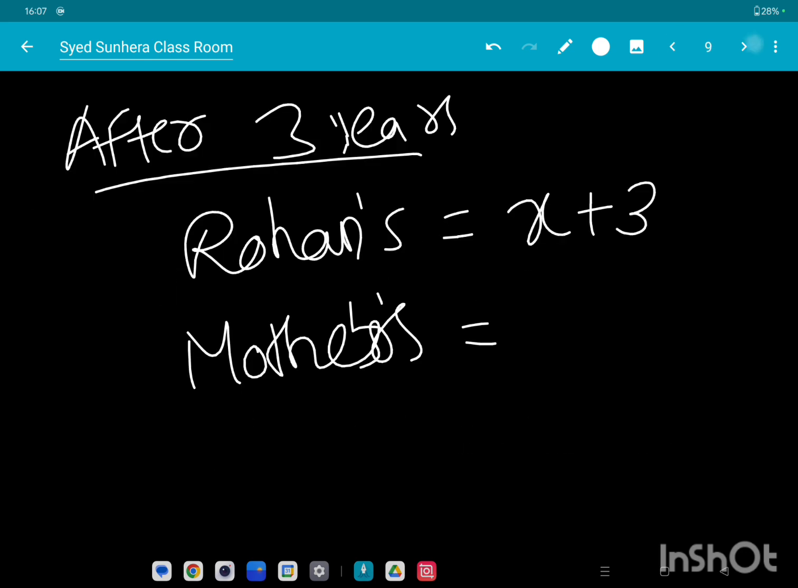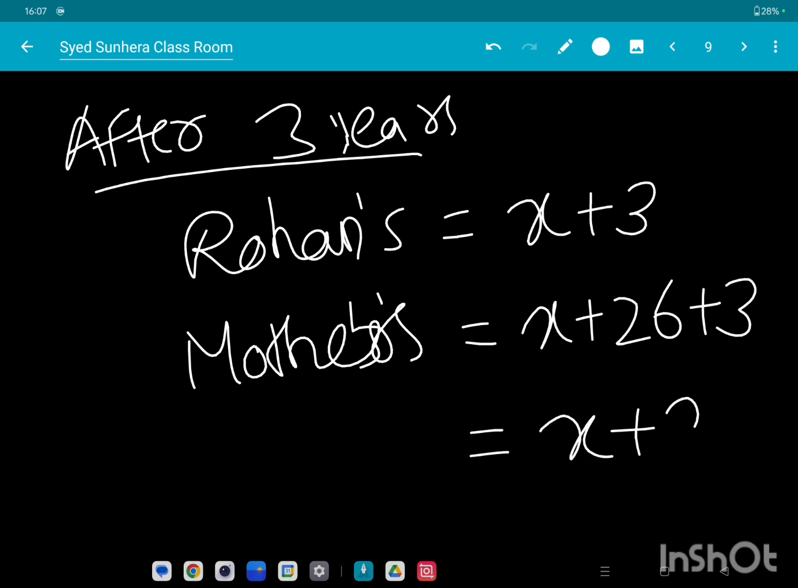Now her age is x plus 26. After 3 years, it will be plus 3. So finally we got x plus 29 will be Rohan's mother's age after 3 years.